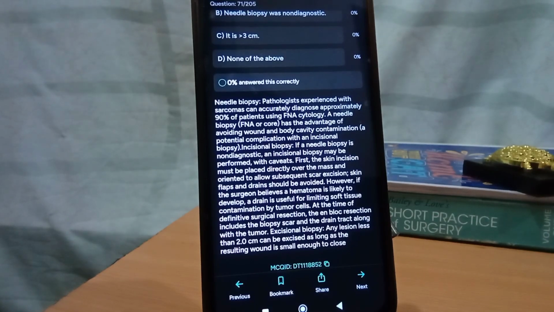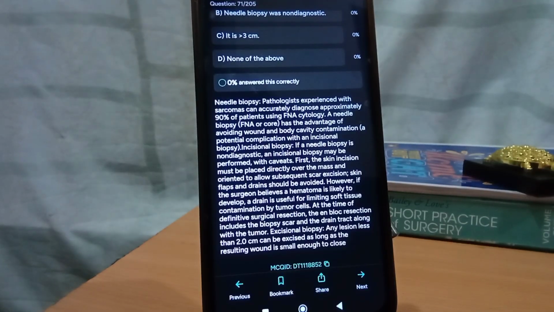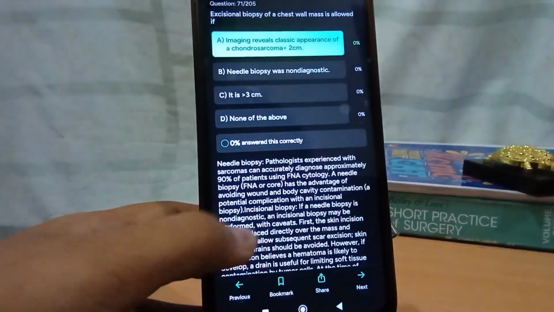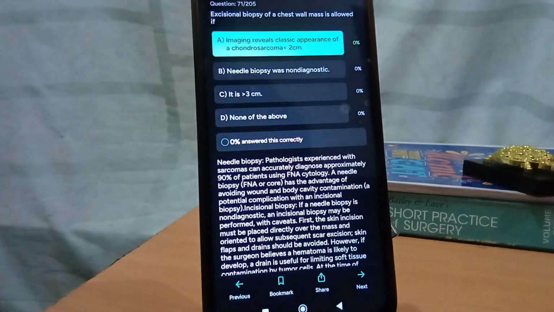So excisional biopsy, any lesion less than 2 cm can be excised as long as the resulting wound is small enough to close. So needle biopsy. The statement that the needle biopsy was non-diagnostic is false, and excisional biopsy can be done if it is less than 2 cm.